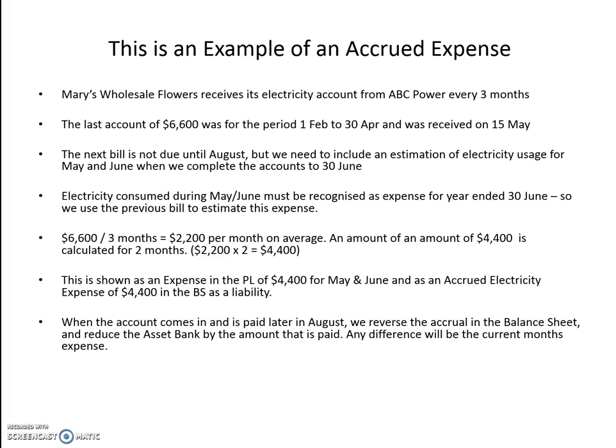When the account comes in and is paid later in August, we reverse the accrual in the balance sheet and reduce the asset bank by the amount that is paid. Any difference will be in the current month's expense.